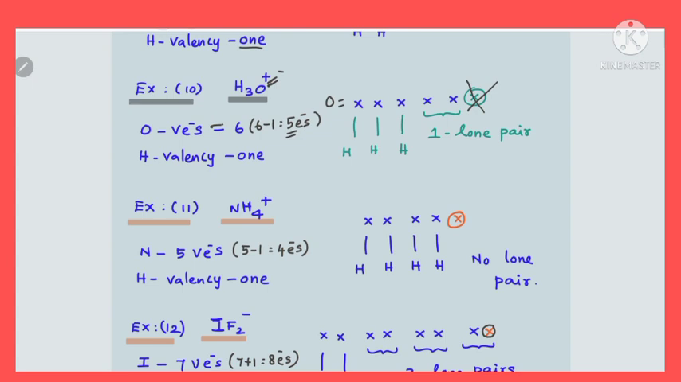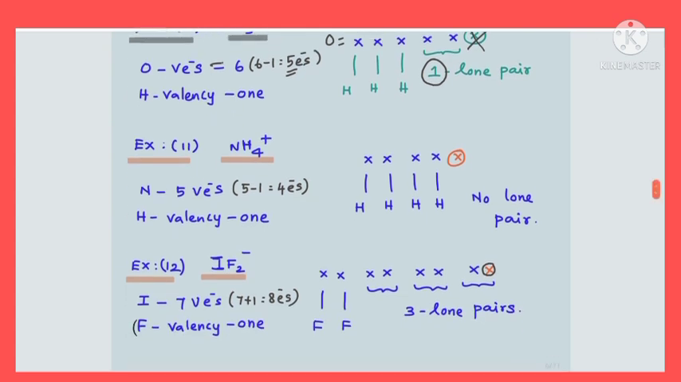Right, and then with oxygen, how many hydrogens are combined? 3 hydrogens. The 3 hydrogens are making single bonds with oxygen, isn't it? So oxygen is using only 3 electrons. The remaining 2 electrons form a single lone pair. So for a positive ion, you have to subtract a number of electrons equal to its charge.